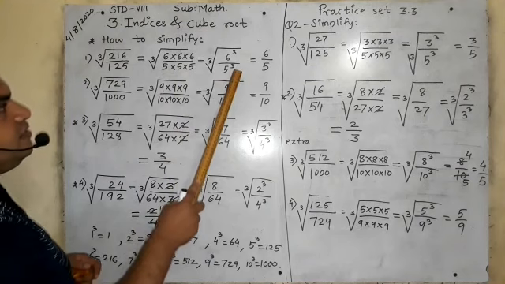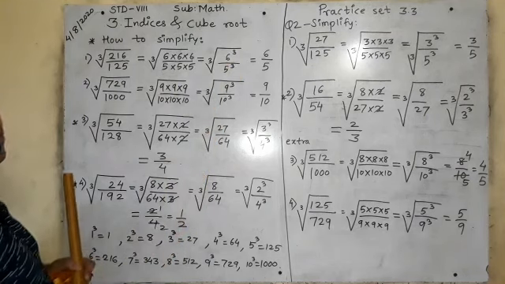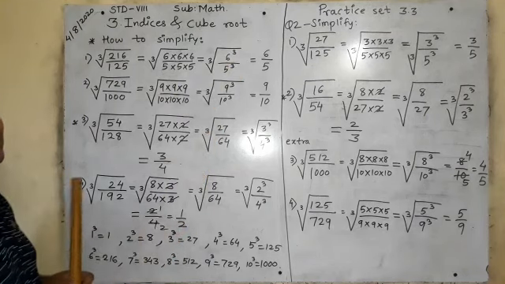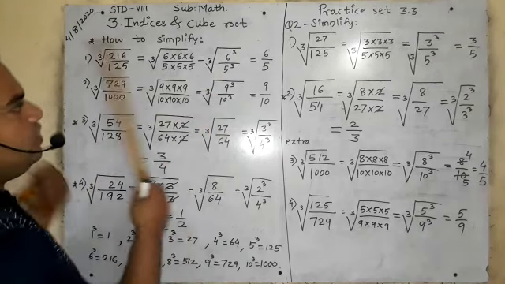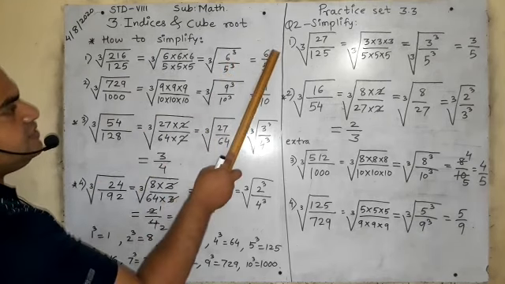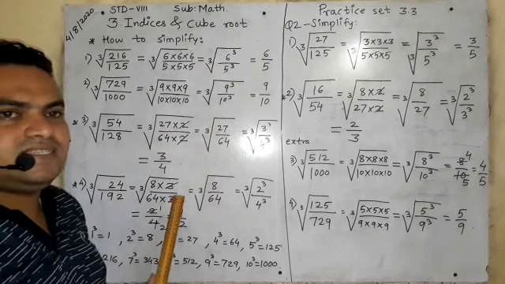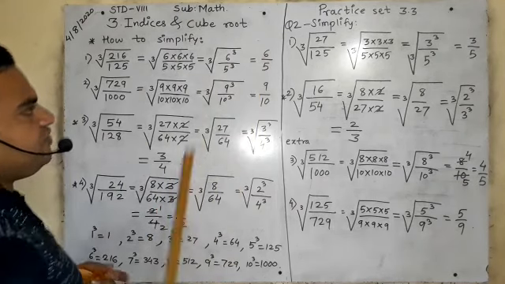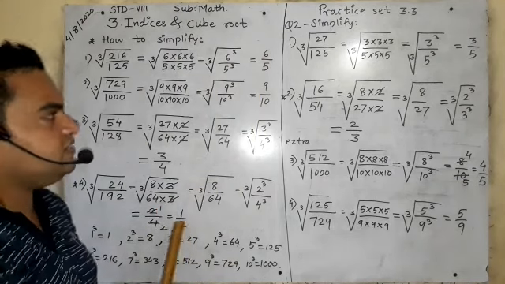Is it clear? Now, by taking the cube root, what will remain inside? 6 upon 5. What will remain inside? 6 upon 5. Is it clear? What will come? 6 upon 5.